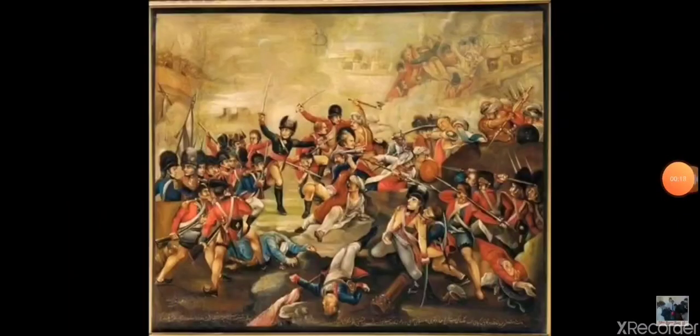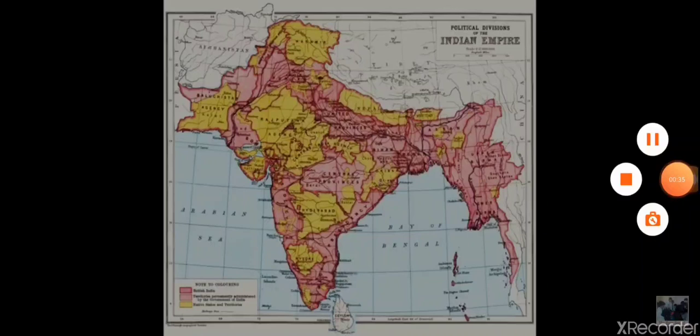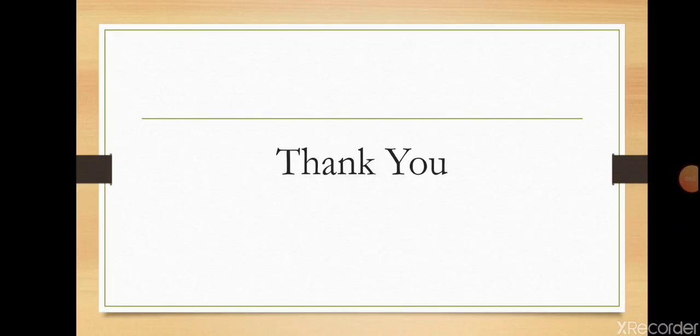So, by these two policies, that is the Subsidiary Alliance and the Doctrine of Lapse, or by direct wars, the British were able to set up their empire in India. So, by now, we came to know that the British Empire emerged as the biggest political unit in the subcontinent. All the princely states were under British hands. In the next video, we will study about the administration of the empire.